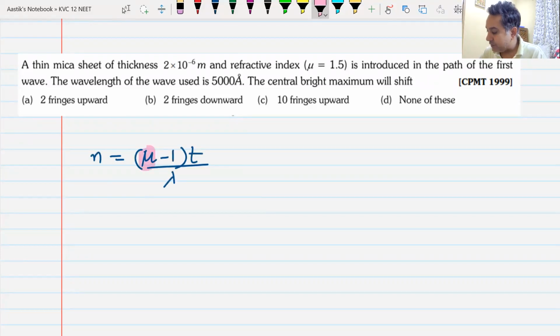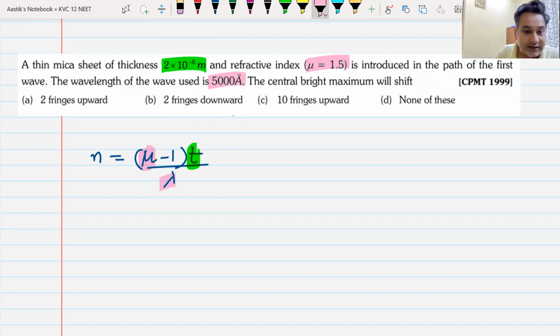Mu is 1.5, t is this one, and lambda is 5000 Armstrong unit. Remember, Armstrong unit, you have to multiply it by 10 raised to the power minus 10. All of you understand this, yes or no? And it is put in the path of the upper ray, so it will shift upwards. We understand this, yes or no? Everyone got this answer now? Can I have a raised hand from everyone who understands this?